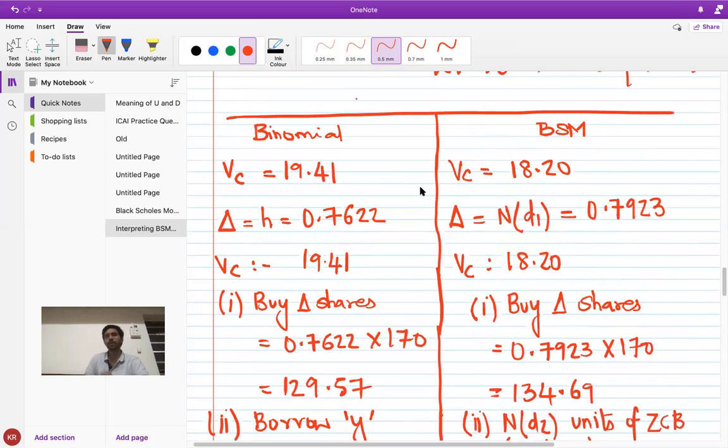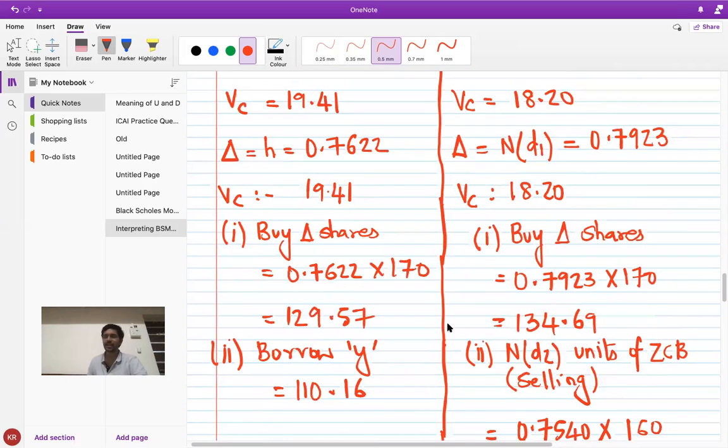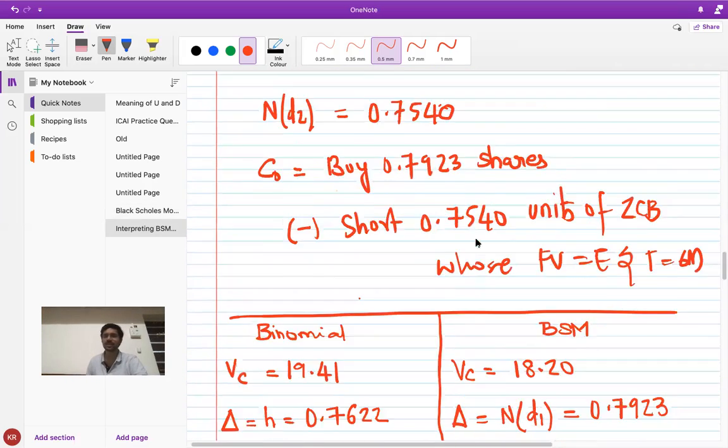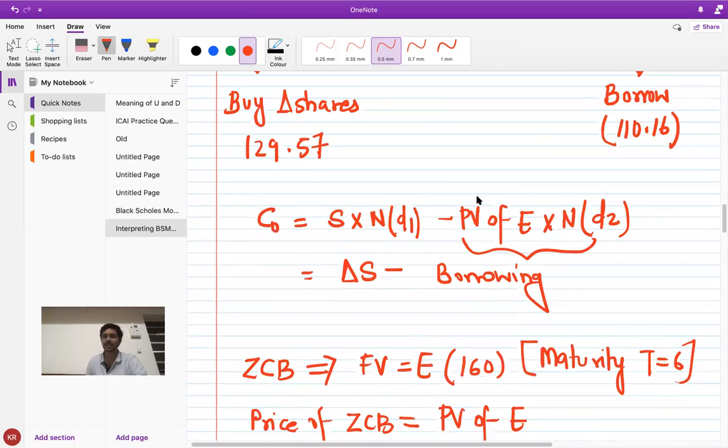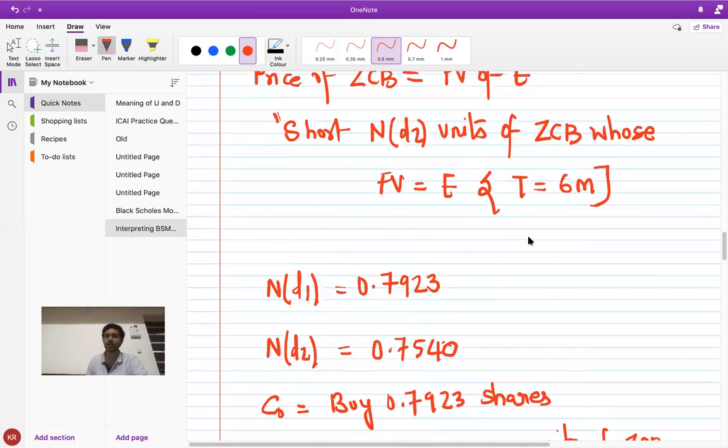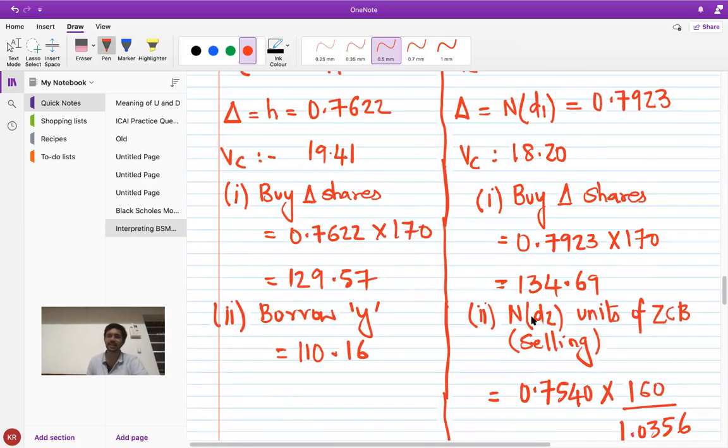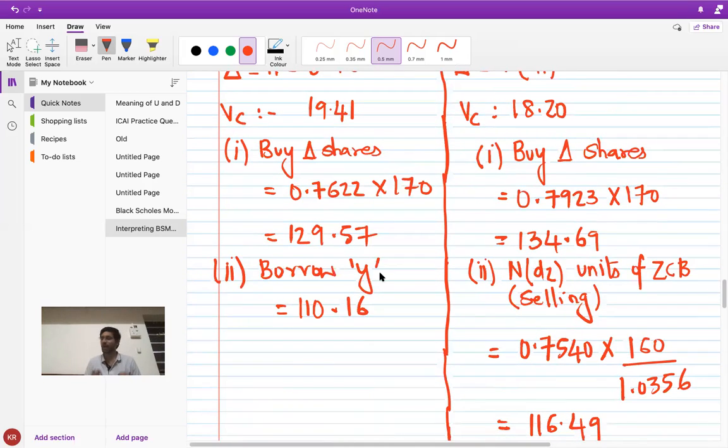So binomial and Black-Scholes, and these N(d2) units of ZCB are nothing but the second term. The second term, present value of exercise price into N(d2), is what we are calling borrowing Y. So Black-Scholes and binomial are doing one and the same thing, just that the value of delta has improved and also the value of borrowing has now changed.